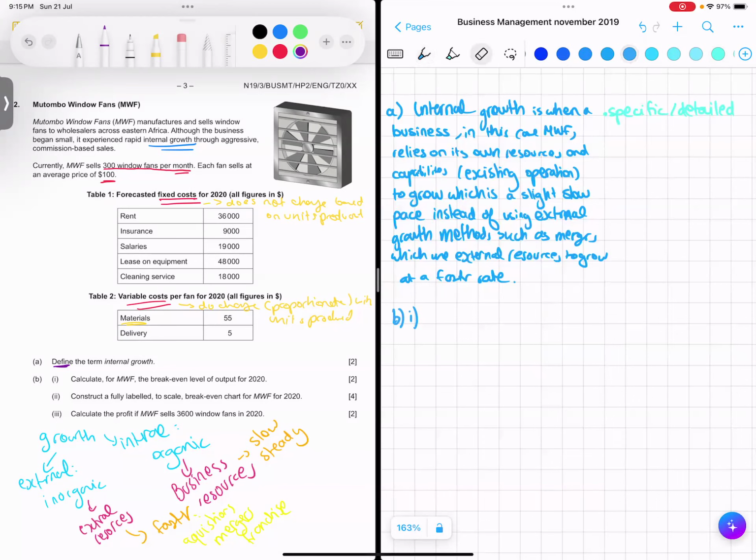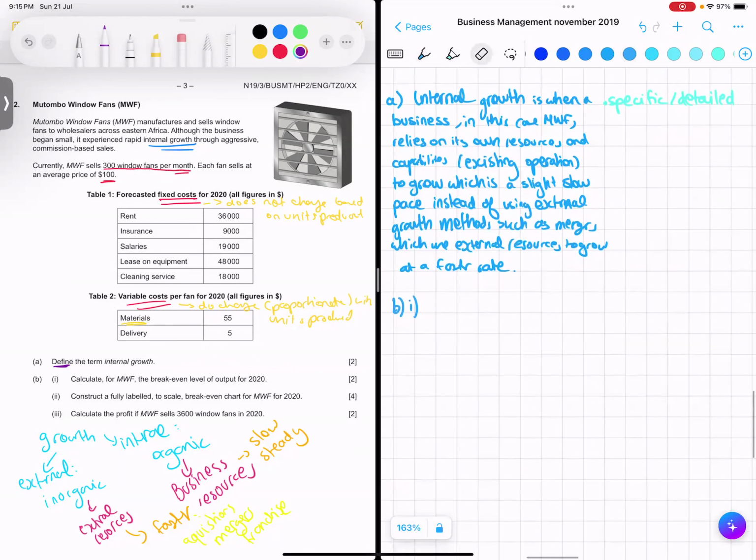So what they want is not per unit, they want the total, right? So firstly, we know the formula, but this is not in the formula booklet, guys, so keep that in mind. Break-even level of output is equivalent to fixed costs over contribution. So this is our formula.